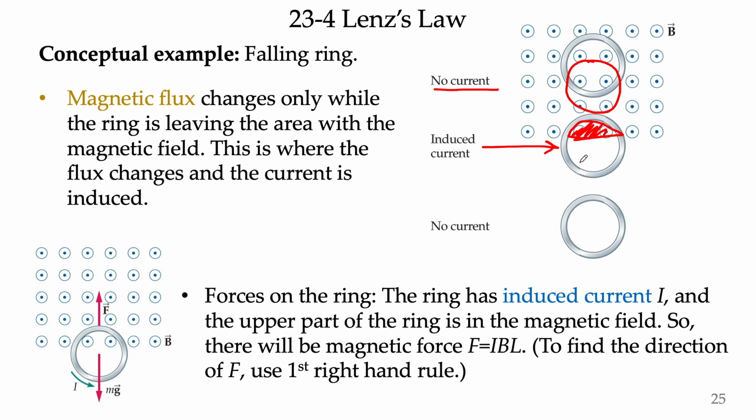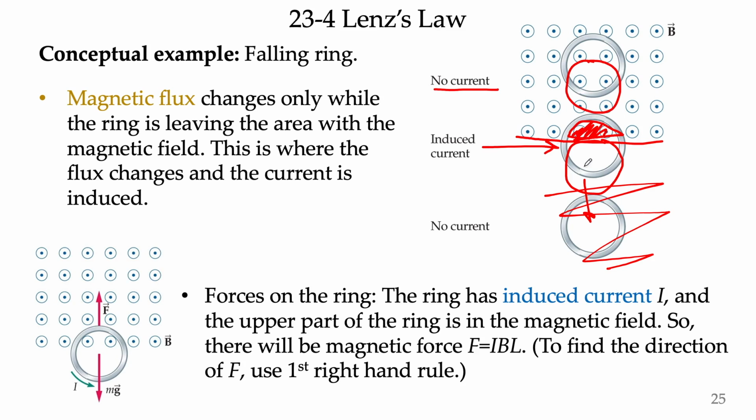And as it gets out completely, so after the ring is here, after this point, it will continue falling, but there is not going to be any current on the ring because, well, basically there's even no magnetic field here, so we cannot really talk about change of flux. There's even no flux here. So the current is induced only when this ring is actually leaving the magnetic field region. And this is where the flux changes.